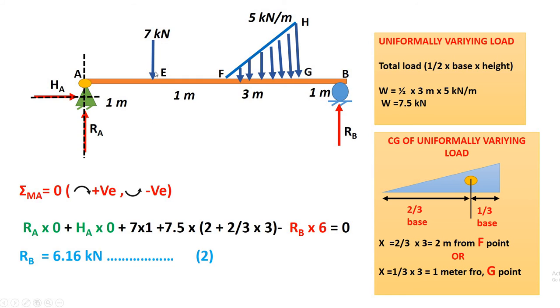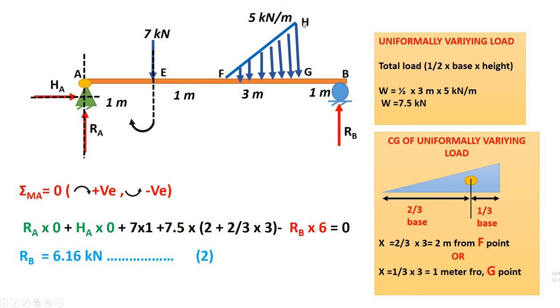Now for this 7 kilonewton, what about the distance from point A? It is 1 meter. So 7 into 1. And what about the nature of moment? The nature of moment is clockwise, with the arrow towards A. See the rotation. Is it clockwise? Yes or no? So this moment is clockwise.